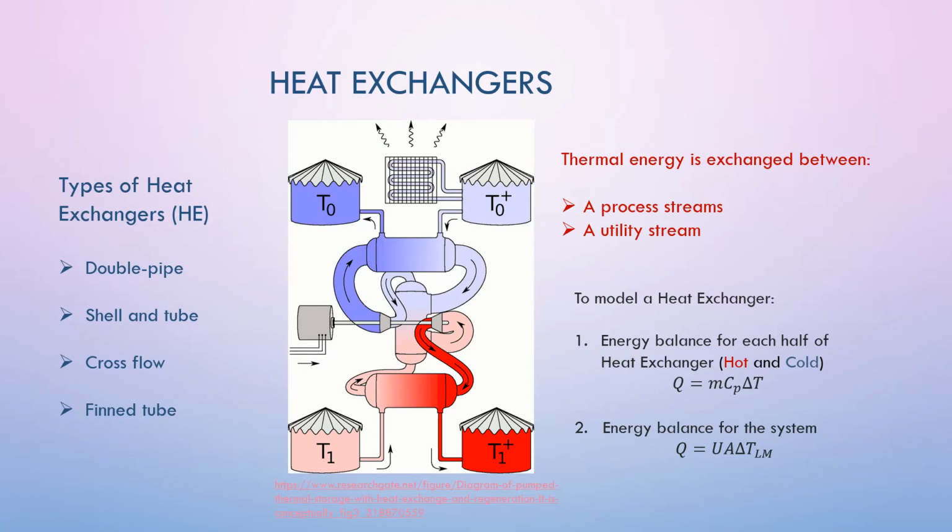Heat exchangers come in many varieties. To sum a few, there are double pipe heat exchangers, shell and tube heat exchangers, cross-flow heat exchangers, and fin tube heat exchangers. The common property between all of them is that thermal energy is exchanged between two streams, a process stream and a utility stream. Commonly, utility streams are cooling water if the temperature bounds will allow for it. To model heat exchangers, there are two governing equations: an energy balance over each half of the heat exchanger, both the hot and the cold, and an energy balance for the system.